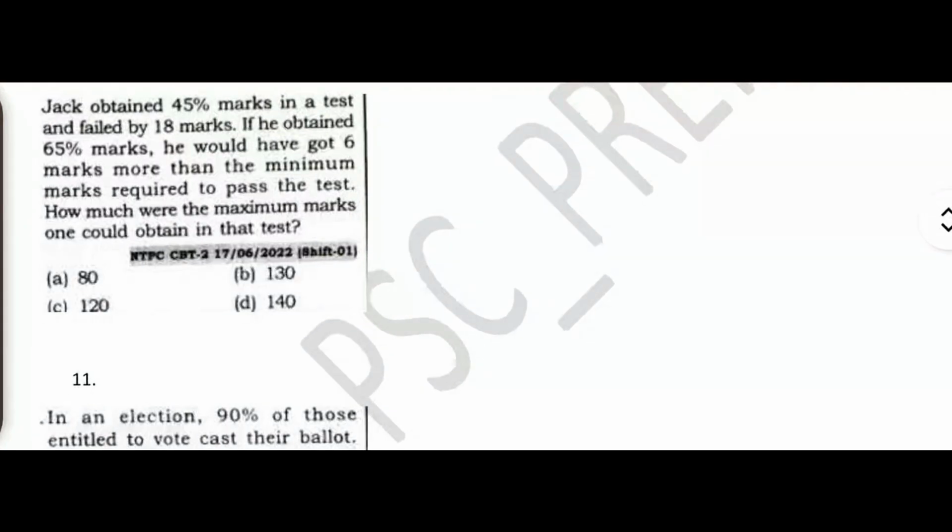Jack obtained 45% marks in a test and failed by 18 marks. If he obtained 65%, he would have got 6 marks more than the minimum marks required to pass the test. Jack had obtained 45% marks in a test and failed by 18 marks. He failed by 18 marks. अगर 18 marks ज़्यादा मिलते तो पास हो जाता. If he had obtained 65% marks, he would have got 6 marks more than the minimum marks required.